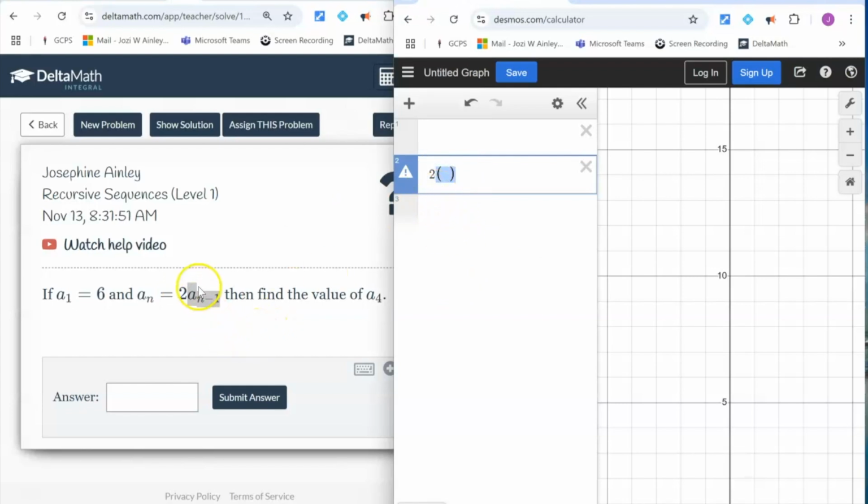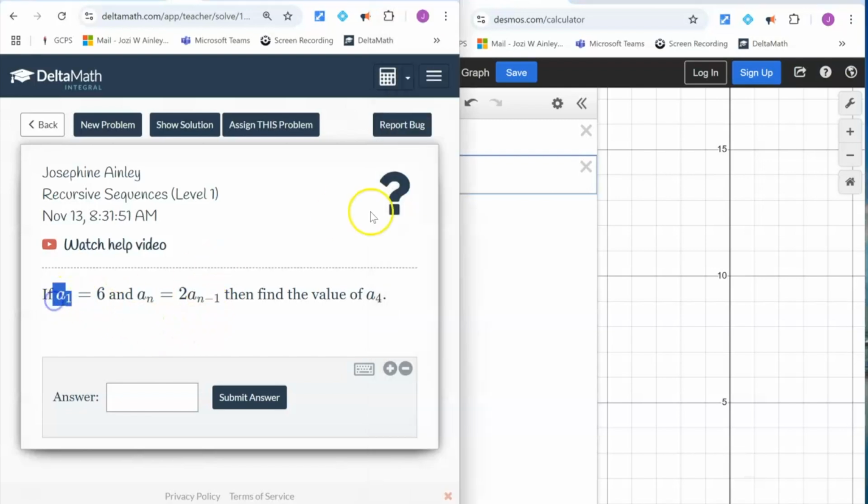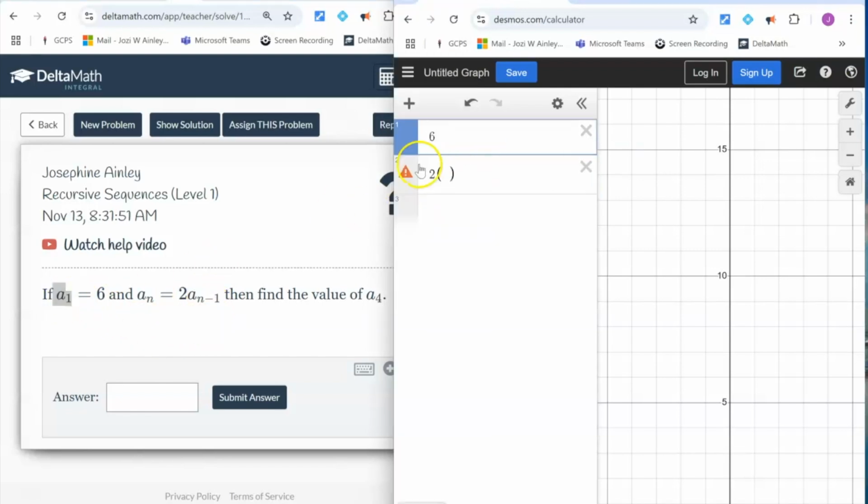But if you just write it where you put parentheses where it says previous term, you're fine. All right, my first term is 6. So I start with 6, comma. To find my second one, you take the previous one and put it in the parentheses. So 2 times 6 is 12. So my second term is 12, and I want to go till I find my fourth one.